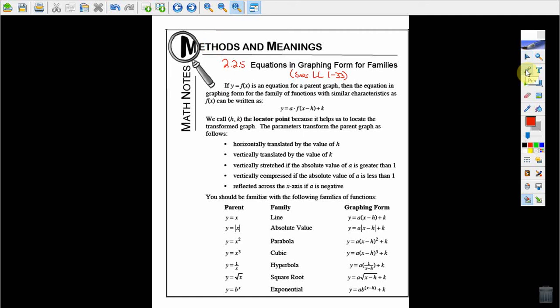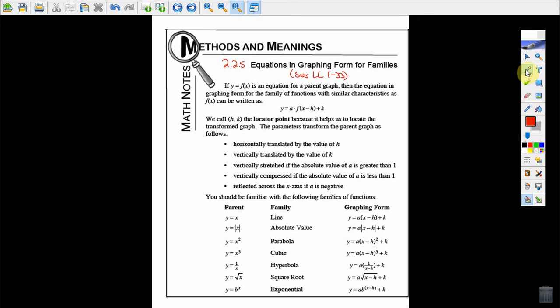Okay folks, here we are in the final video for chapter 2. This is going to be 2.2.5 equations in graphing form for families. So we're looking at families of functions here, those parent functions, and how the parameters affect them. This is all stuff we've talked about before.